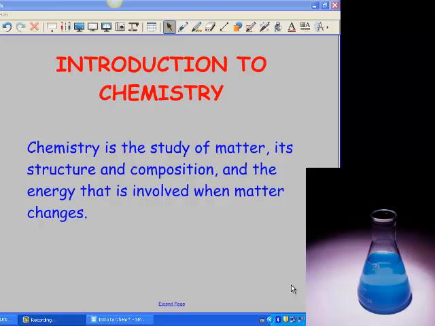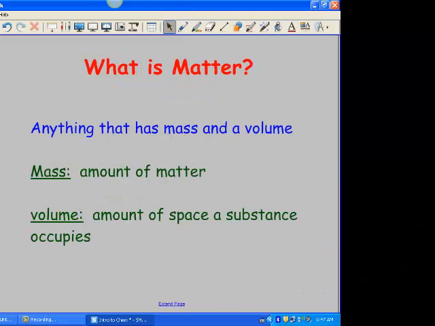So the question is, what is chemistry? In general, chemistry is the study of matter, its structure and composition, and the energy that is involved when matter changes. So what is matter? Matter is anything that has mass and a volume. The smallest building block of matter is the atom.